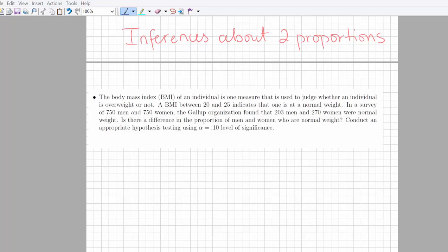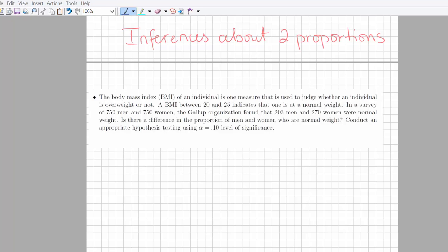Hello everybody and welcome back to the series of videos for chapter 9, Inferences on two samples. In this video I will talk about hypothesis testing and confidence interval for the difference between two proportions. So we're switching our focus from means to proportions, from quantitative data now to categorical. Okay? All right, let's take a look at the following problem.